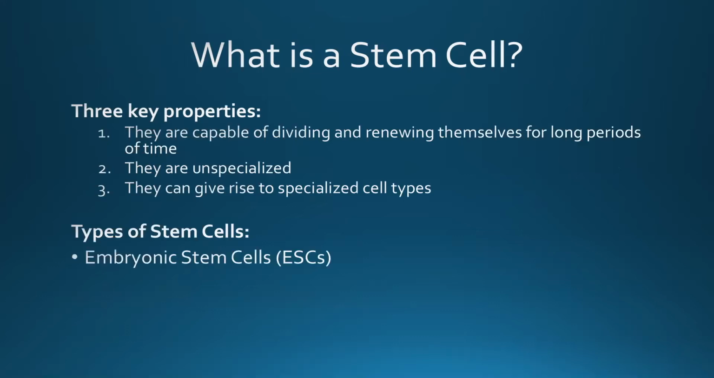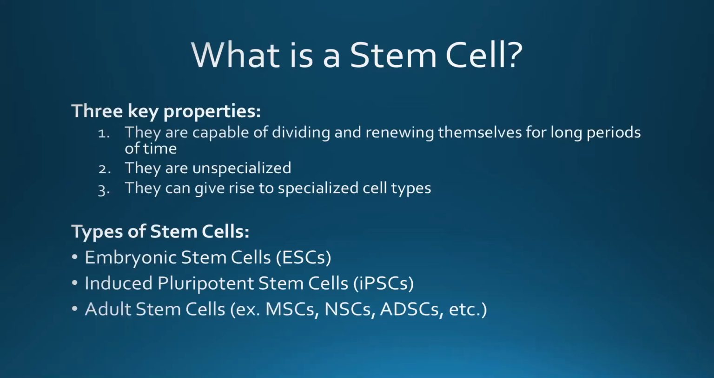There are 3 types of stem cells. We have embryonic stem cells. These are pluripotent stem cells that are able to differentiate into almost every cell type in the body, and they can renew indefinitely. We have induced pluripotent stem cells. These are derived from somatic cells. Again, they're pluripotent, and they can renew indefinitely under proper culture conditions. We also have adult stem cells. These are multipotent, meaning they can only give rise to related cell types. They do self-renew, but not indefinitely.